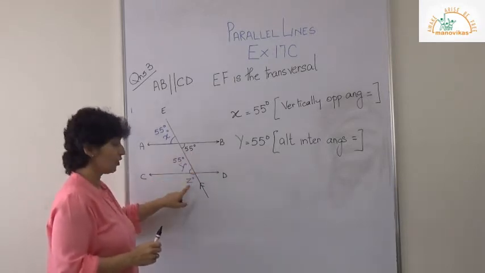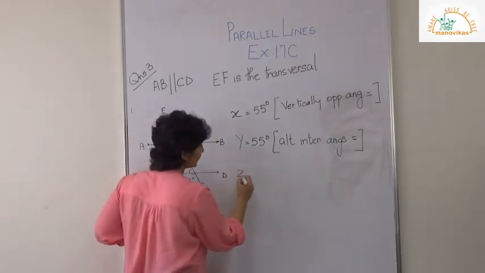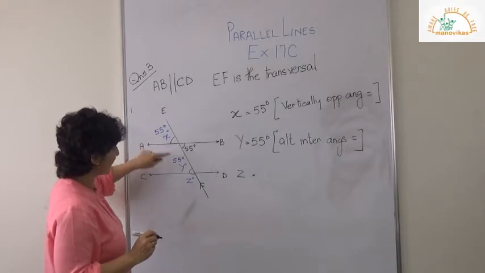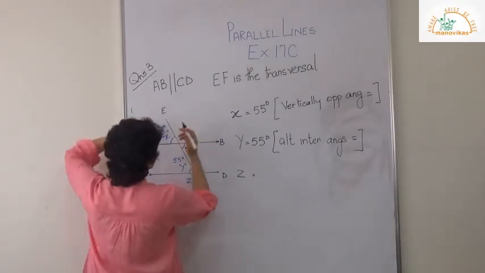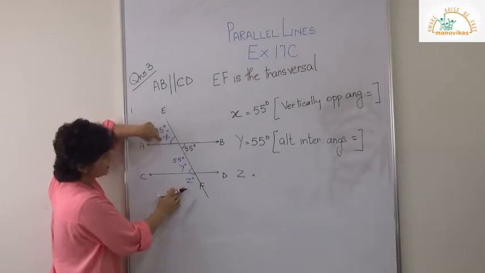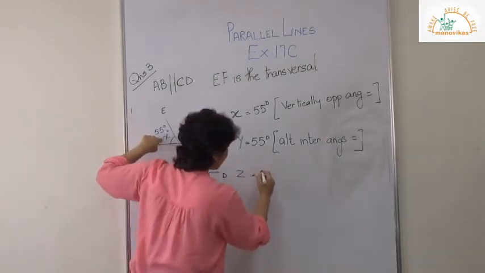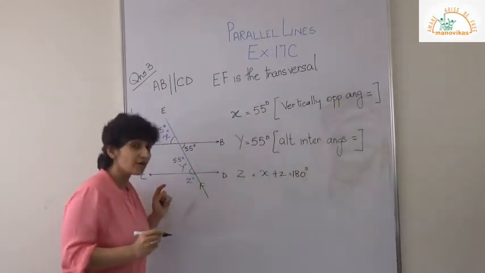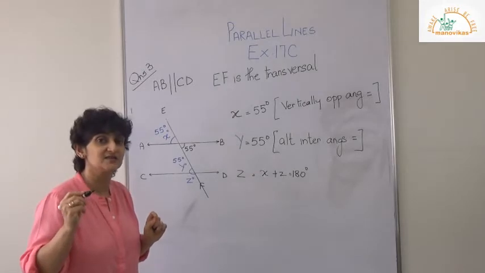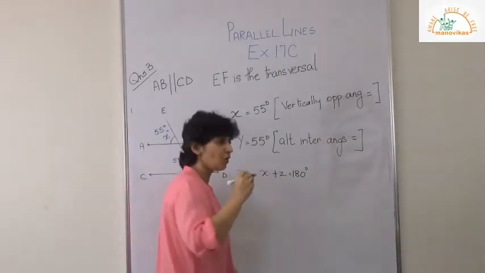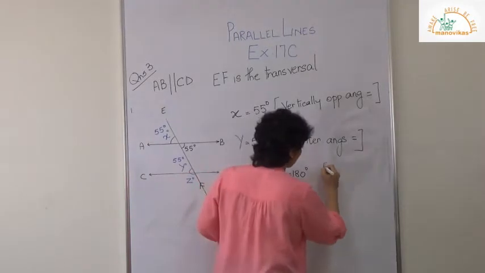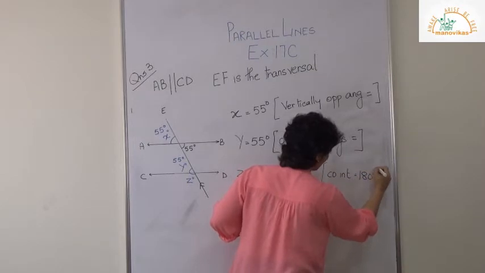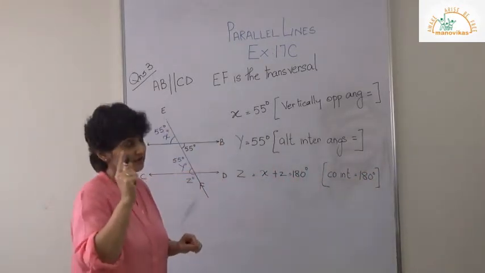Now with this I cannot find out Z, isn't it? I cannot find out Z degrees. So let's use this angle and this. Now children, if you see, these are on the same side of the transversal, right? And I know X plus Z is equal to 180 degrees. What is the reason? The sum of the co-interior angles is equal to 180 degrees. Children, you don't need to sit and write the whole thing. Let's just put sum of the co-interior angles is equal to 180 degrees. Don't forget.